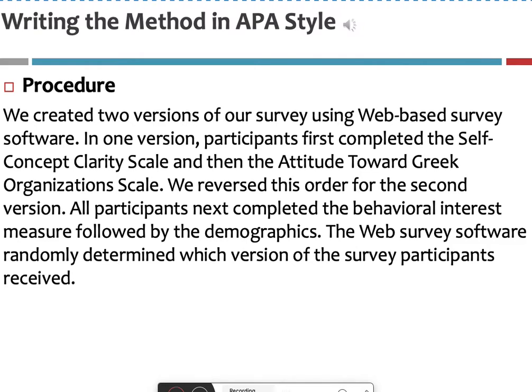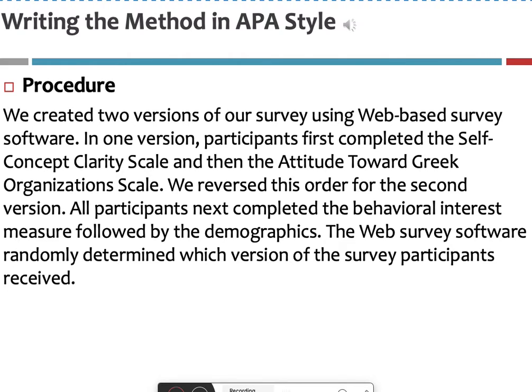The next 2 slides provide an example of how you write up your procedure, which is the 3rd section in your method section. And this is really important. When I was in school, I was told that your procedure should be so detailed that someone should be able to pick your procedure up and repeat your study.